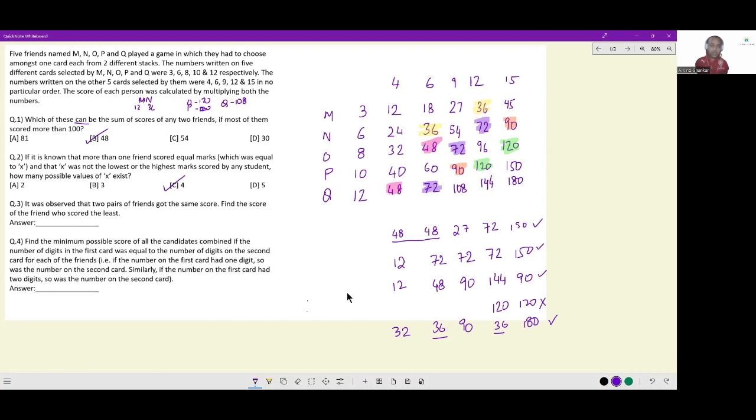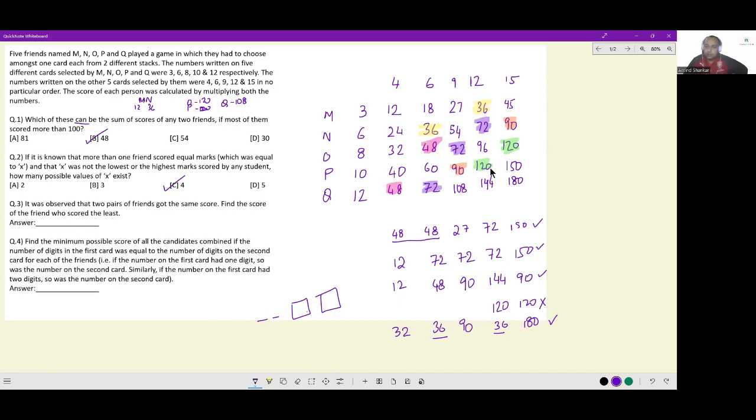It was observed that 2 pairs of friends got the same score. Find the score of the friend who scored the least. So now, if 2 pairs of friends scored the same score, let's say 2 scores are identical here and 2 scores are identical here.